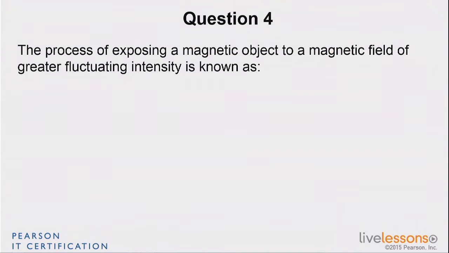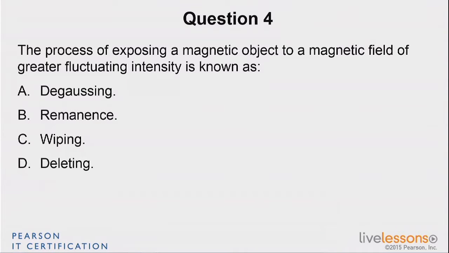Question 4. This is really just a pure definition on this one. The process of exposing a magnetic object to a magnetic field of greater fluctuating intensity is known as, now you should do this one in your head, you should know that this one is degaussing. So let's see if we get that answer. Well, our choices are degaussing, great, it's there, but we always look through the other ones. Remanence, well, you should be able to define in your head that remanence is what's left over, sort of the residual of a file, even after it's been deleted.